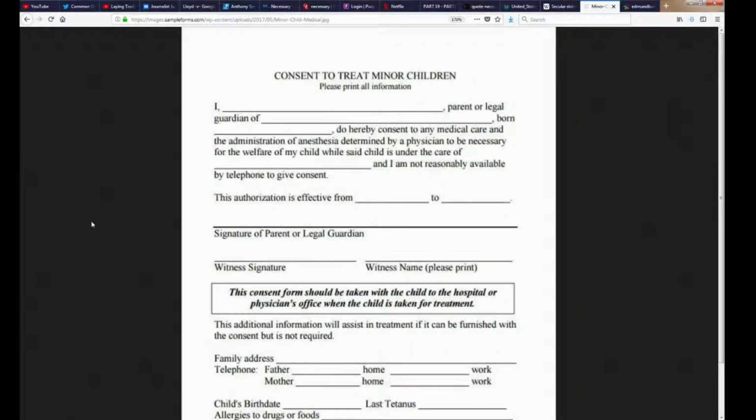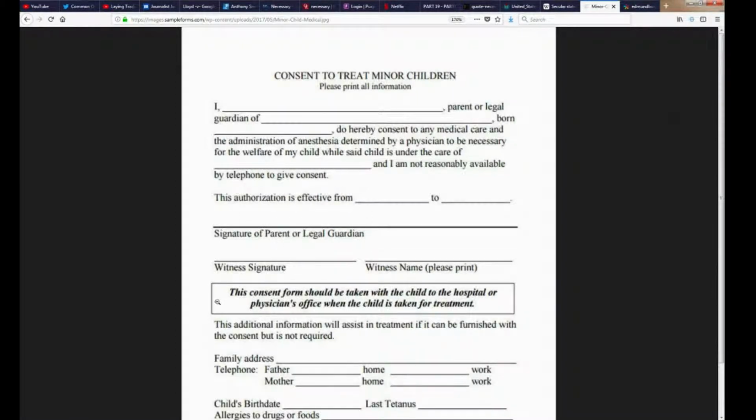So the signature of parent or legal guardian, and that would presumably be your big Hancock right there. And then the witness. I don't know why this particular form has a witness, but it's interesting. So they've got a witness's signature, and you have the witness's name. Please print, very much like you would with any other kind of legal document. Someone has to verify that they were there to see you sign it and can testify that it was you who signed it, so that there can be no disputing. Oh, I didn't sign that, that kind of nonsense.